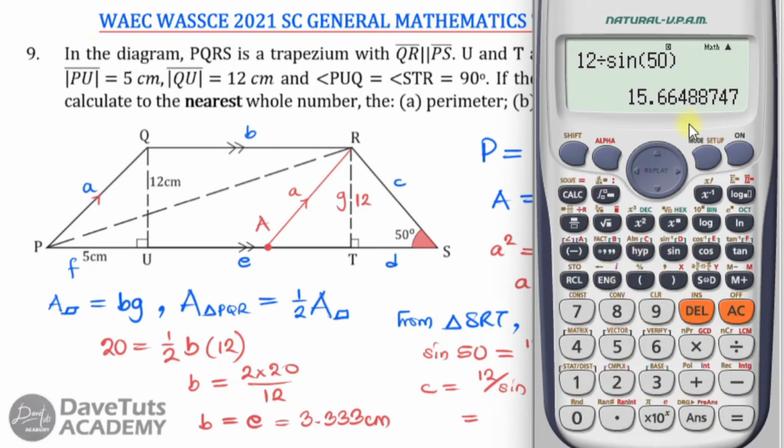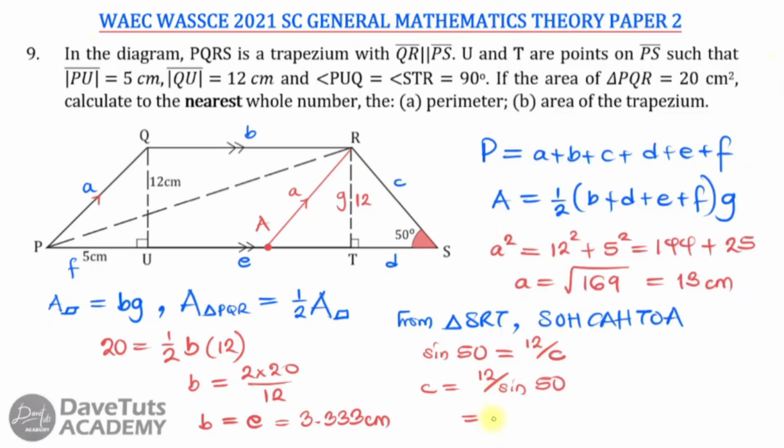That's going to give me 15.6648. Okay, 15.665. So this is 15.665 centimeters. And that's not all. I also have d. I can make use of maybe Pythagoras Theorem to say c square is 12 square plus d square. But I still want to make use of the trigonometry identity so that I will just use the value of 12, that is a whole number, and given already to evaluate d.